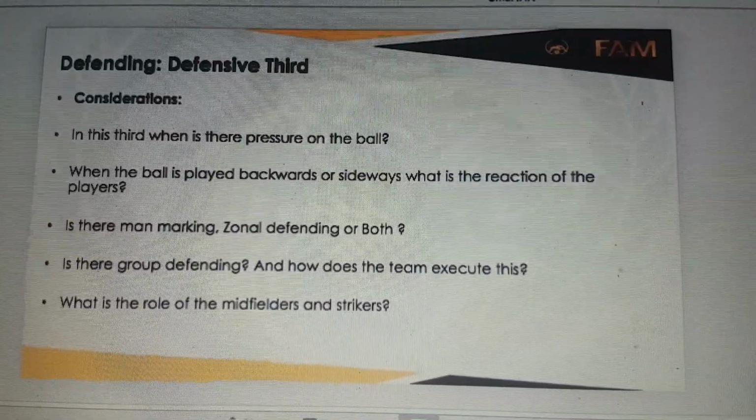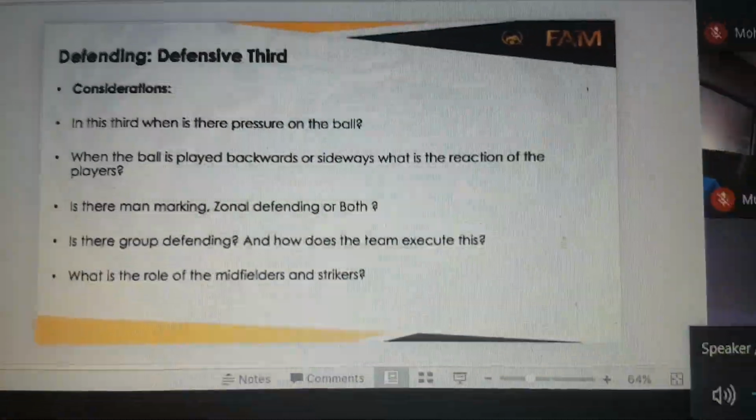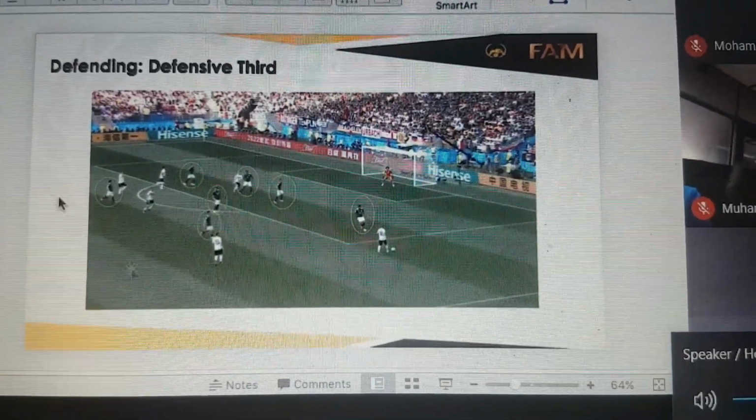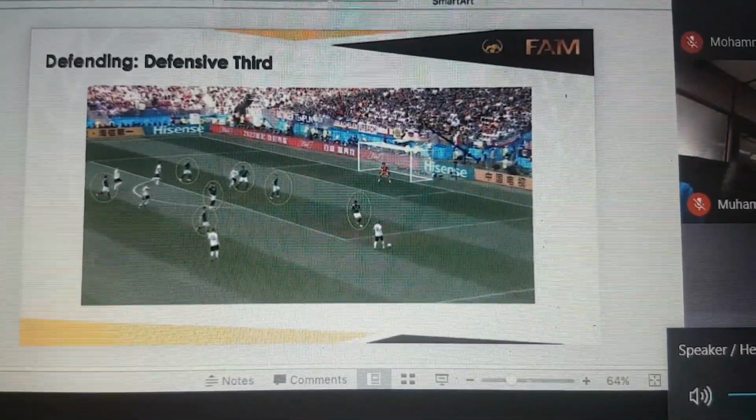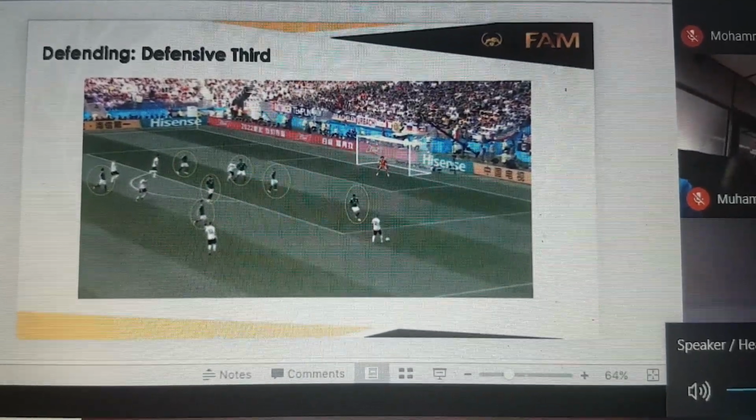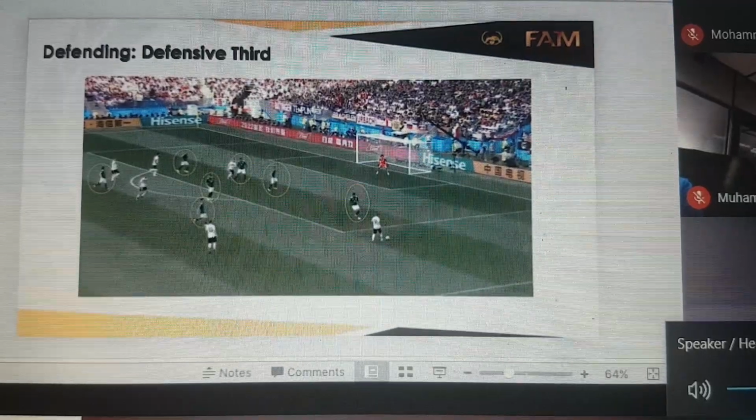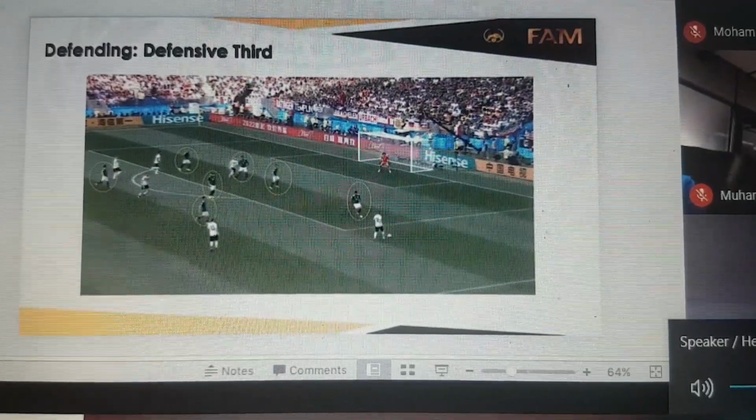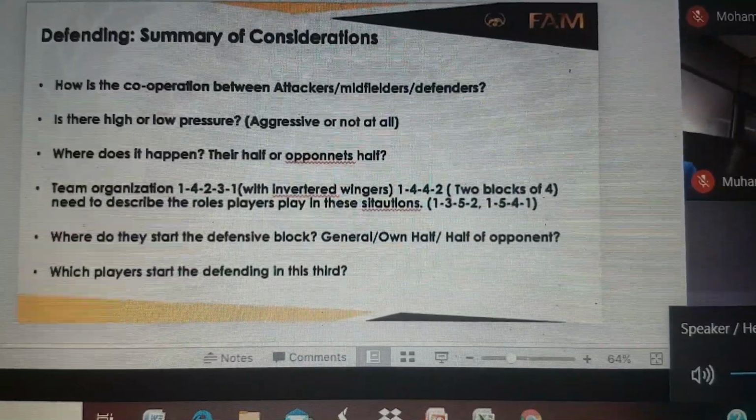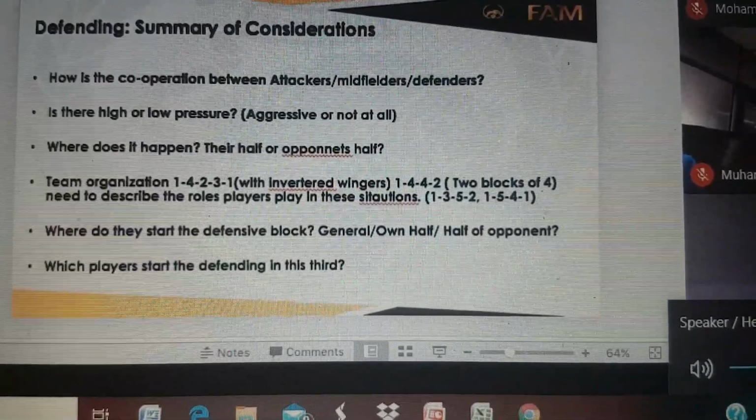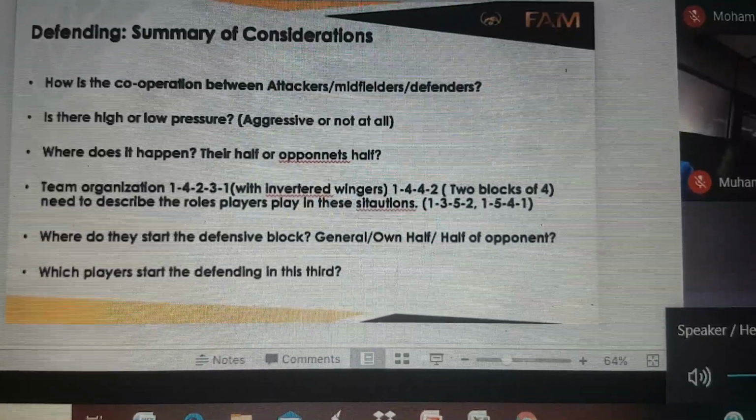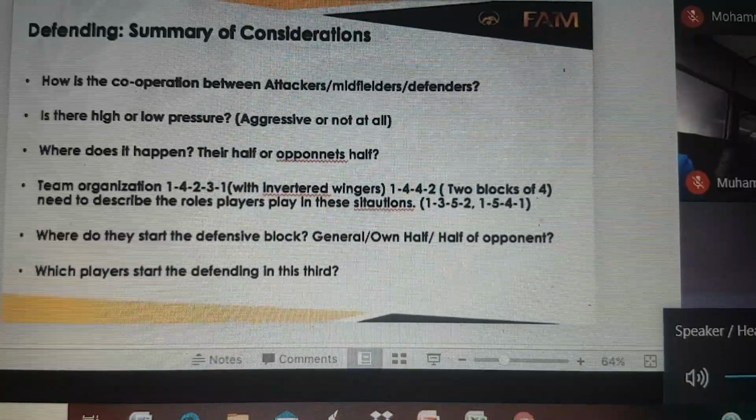And then what is the role of the midfielders and the strikers? Remember, it's in the defensive third, so what are they doing? Where are they? What are they going to do? Do they just stand there and watch? Do they drop back? Do they stay high to keep the defenders high so that the other defenders don't join the attack? So, just a summary of the considerations: what's the cooperation between the attackers, midfielders and defenders? Are they compact? Yeah, are they together?